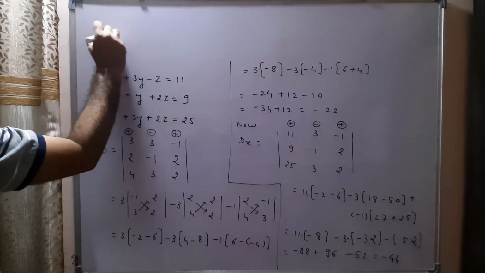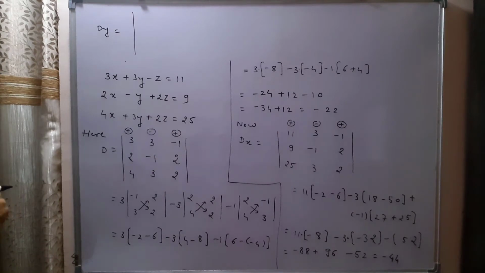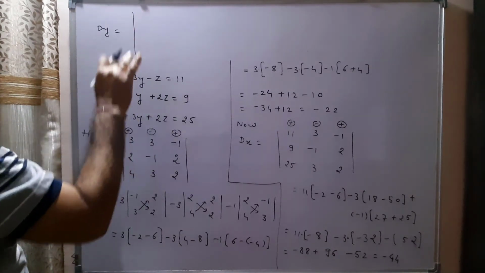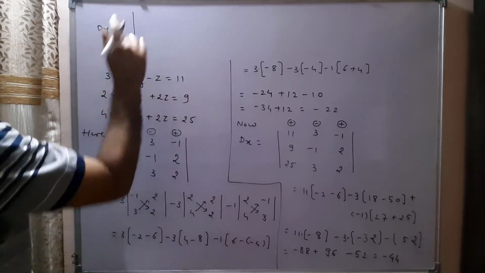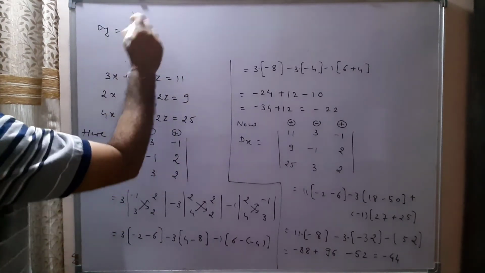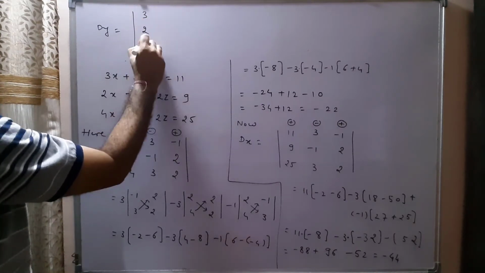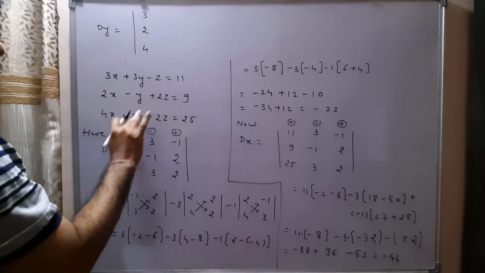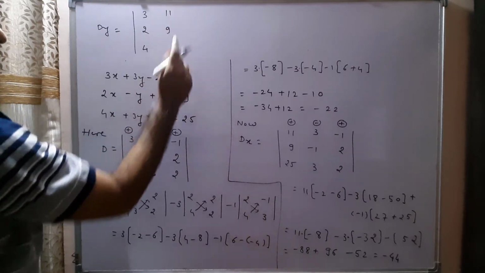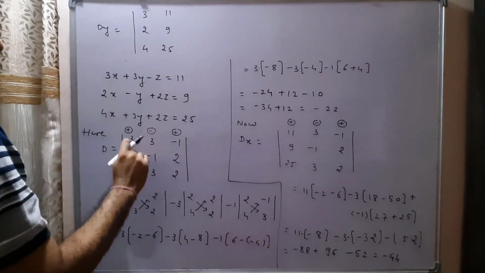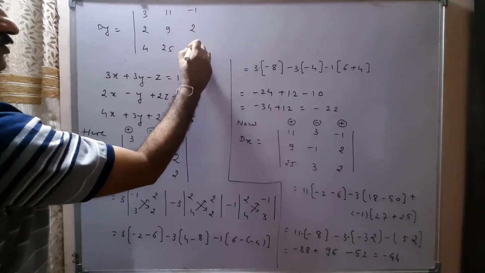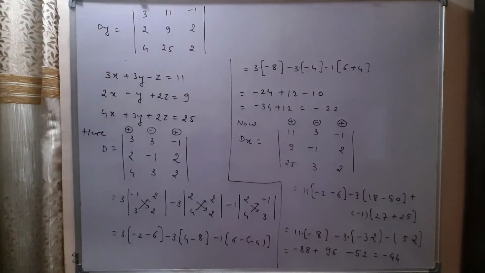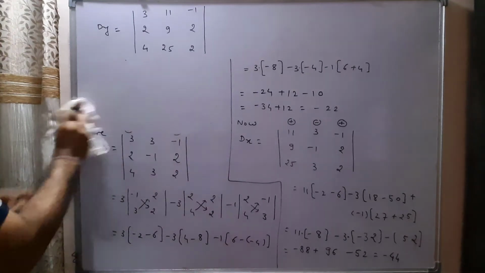Now find out Dy. Now what is Dy? Again we create one determinant. Now in Dy you remove the coefficient of y, and instead of the coefficient of y we substitute the constant. We keep the coefficient of x and z as it is. So 3, 2, 4. Instead of the coefficient of y we put the constants 11, 9 and 25, and we keep the coefficient of z as it is, minus 1, 2, 2. So this is the determinant Dy.